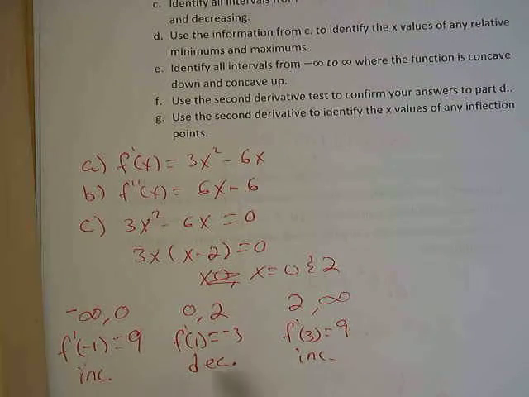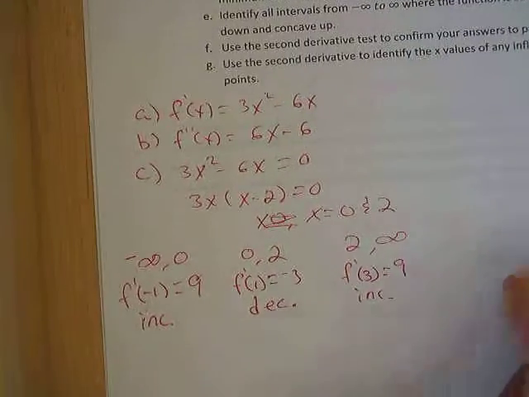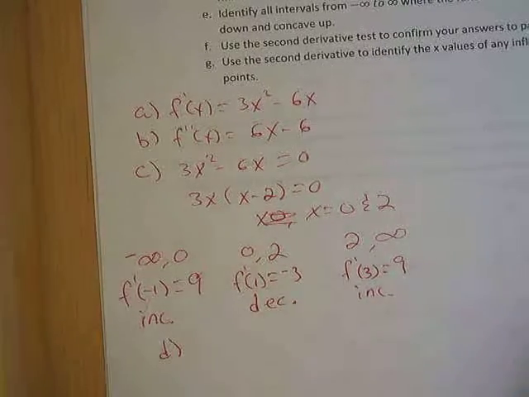And what we have just done is answered the question in C, identify all intervals from negative infinity to infinity where the function is increasing and decreasing. And showing it just like this is fine. Okay? Increasing, decreasing relates to the slope of the tangent line, first derivative.